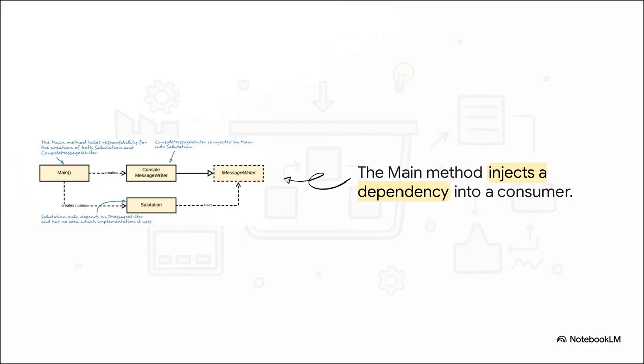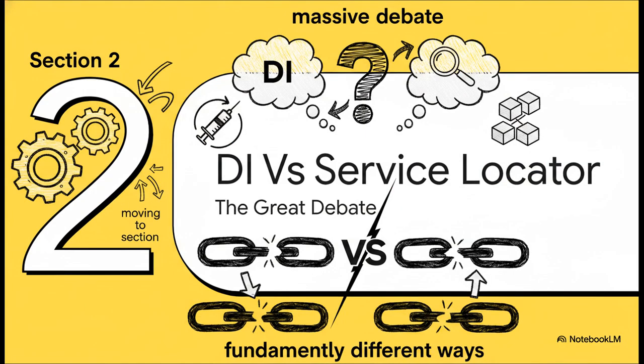The architecture brilliantly illustrates exactly what we're talking about. Think about a main method that acts as our external source. It steps up and takes full responsibility. It creates a console message writer, and then it injects that writer straight into a salutation class. So the salutation class has absolutely no idea how the message gets written. It doesn't care, it just knows it has an IMessageWriter to use. It stated a need, and the main method fulfilled it. Simple as that. Section 2, DI versus service locator, the great debate.